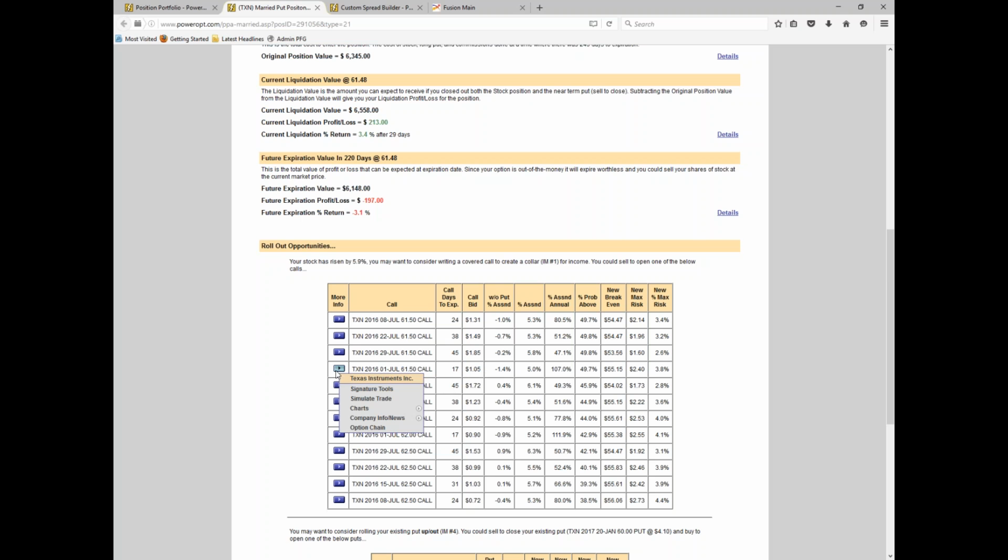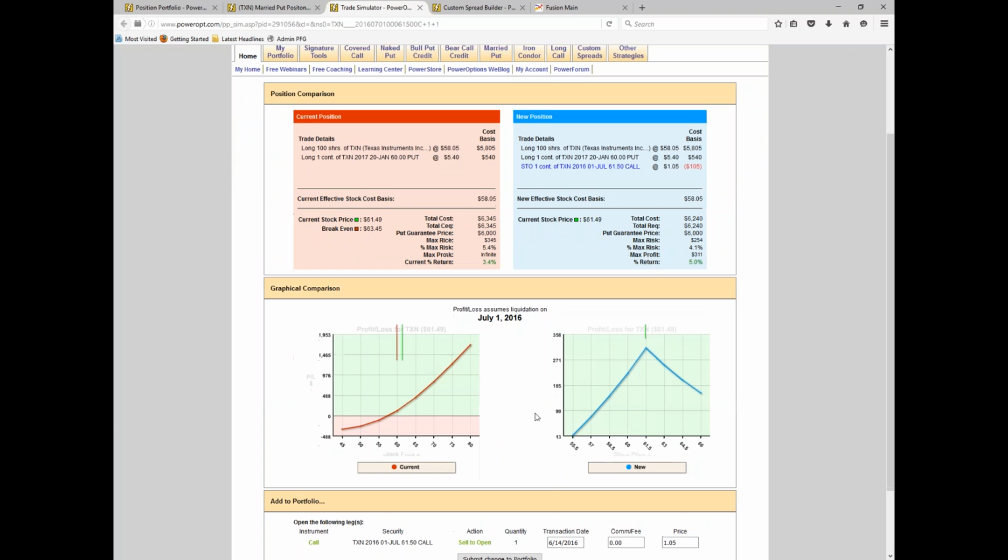All right, and what would that look like? Well, I can simulate the trade and see things graphically. Okay, so here's an opportunity. My current position is on the left in red, where we know we have a current gain of 3.4%. And on the right in blue shows us our new position if we sold to open the July 61.50 call for $1.05. We'd, of course, take our risk down to about 254 on the position.